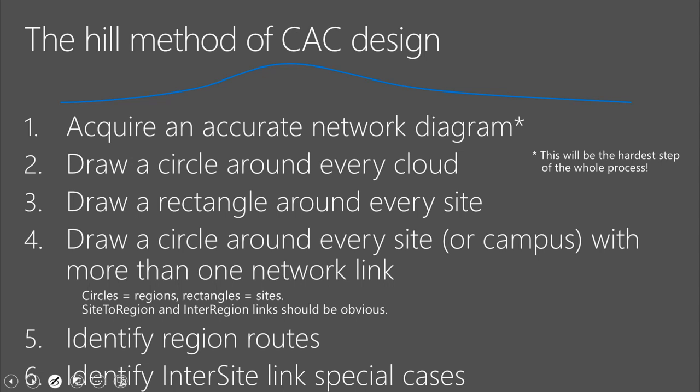Then if you end up with these sites, these rectangles, that are connected together by more than one link, they weren't shown as a cloud the first time, but now you've got some site with 2 lines coming into it, draw a circle around that, because we need to use regions to control sites where you can kind of traverse one site. You're not using the WAN, you're using some point-to-point links to create a different route. And I'll talk about how you might handle your campus locations. Then, now that we've got all of our sites and regions identified, we need to identify region routes and any special cases that use inter-site links. And I'll talk about those.